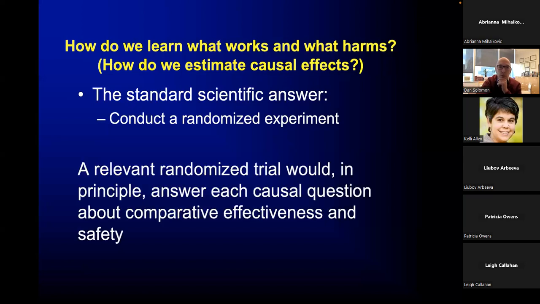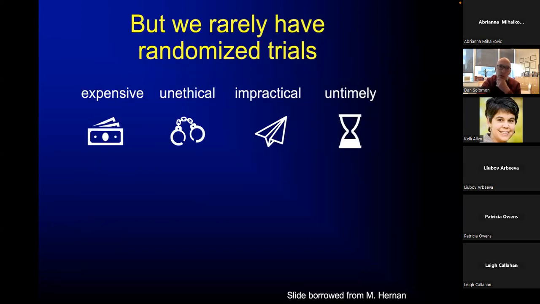A relevant randomized trial would, in principle, answer each causal question about comparative effectiveness and safety. So if we had all the time and money and ethics wasn't an issue, we would do RCTs. I'm an epidemiologist, but I would rather see data from an RCT than any observational study in all circumstances. But we just don't have them. So we have to think about how to use observational data more intelligently.